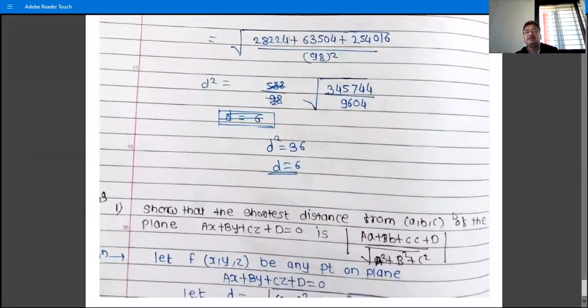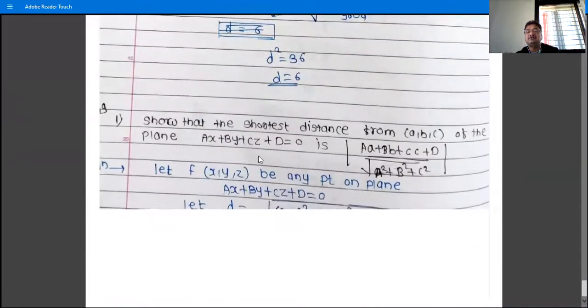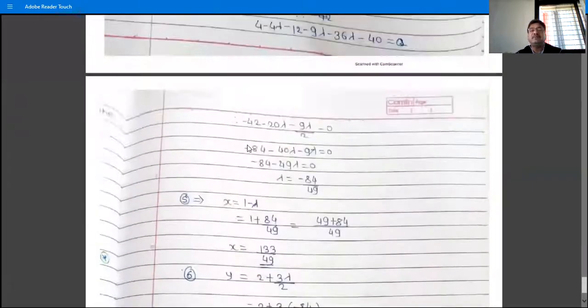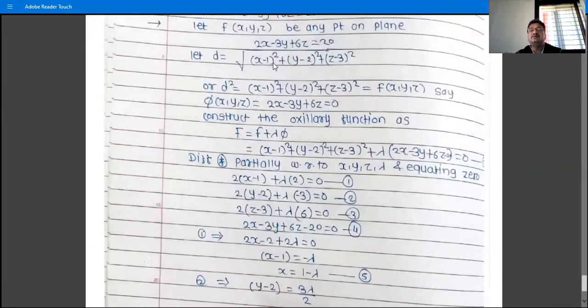Same procedure, that is, first take the point xyz on this plane. Let xyz be any point on this plane, then it satisfies the equation. We have ax plus by plus cz plus d is equal to 0. This is pi. Suppose d is the distance of the point ABC from the point xyz. That is, d is root of x minus a bracket square plus y minus b bracket square plus z minus c bracket square.